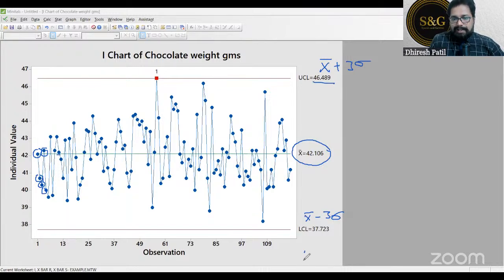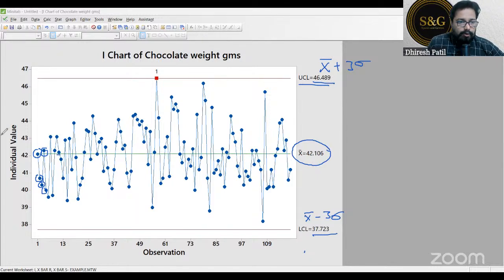And these are the limits. These are called control limits. Control limits are set by the process itself. Write this down, a very important insight. Control limits are set by the process itself. They are not set by the customer. They are set by the process itself. Clear?